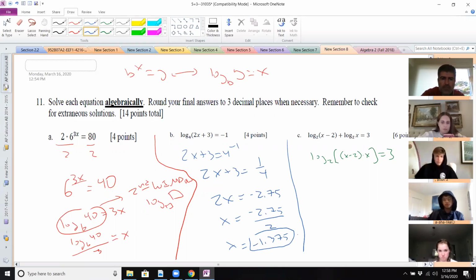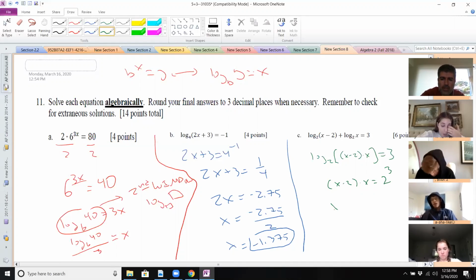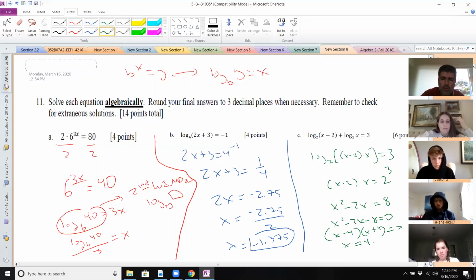And then lastly, the one in green: x minus 2 times x equals 2 cubed. That's x squared minus 2x equals 8. x squared minus 2x minus 8 equals 0. So x minus 4, x plus 2, so x equals 4 or negative 2. This one's obviously more steps, understandably why it's worth more points.